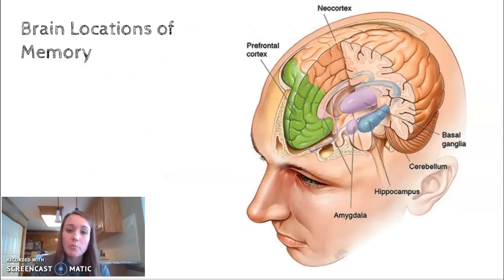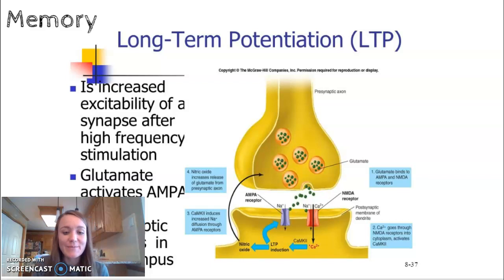As far as the locations of memory, what's really important is that explicit memories are in the hippocampus. The basal ganglia is where you're going to have procedural memories. And then finally, last but not least, long-term potentiation. This is the biological explanation for memory: whenever you go back and remember and relearn, your brain remembers that and you will remember it more quickly.